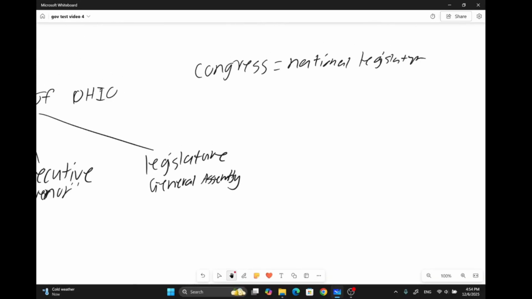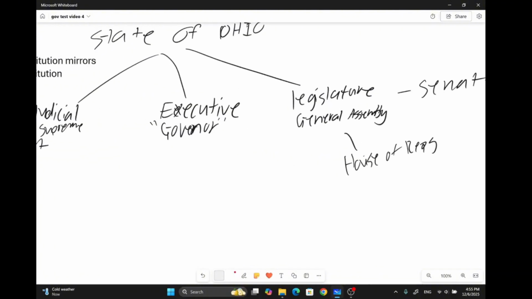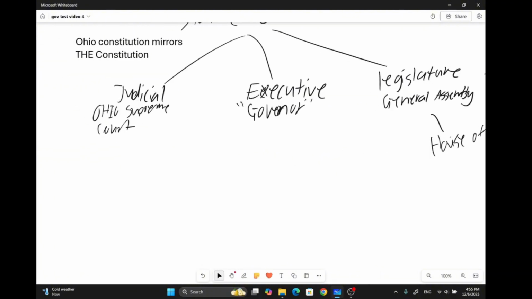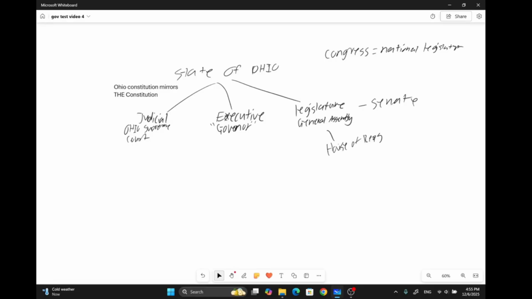Okay, so the General Assembly legislature is split into the Senate and also the House of Representatives. Executive, governor. It's like that. So this is how the government is set up in Ohio.